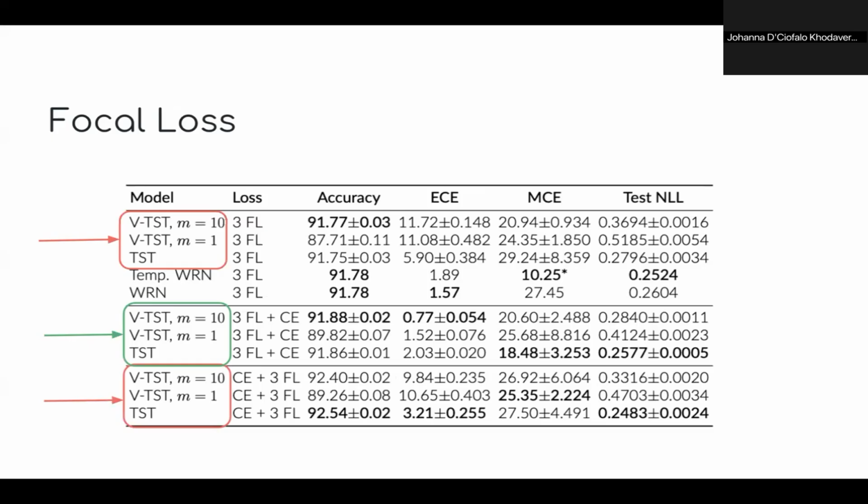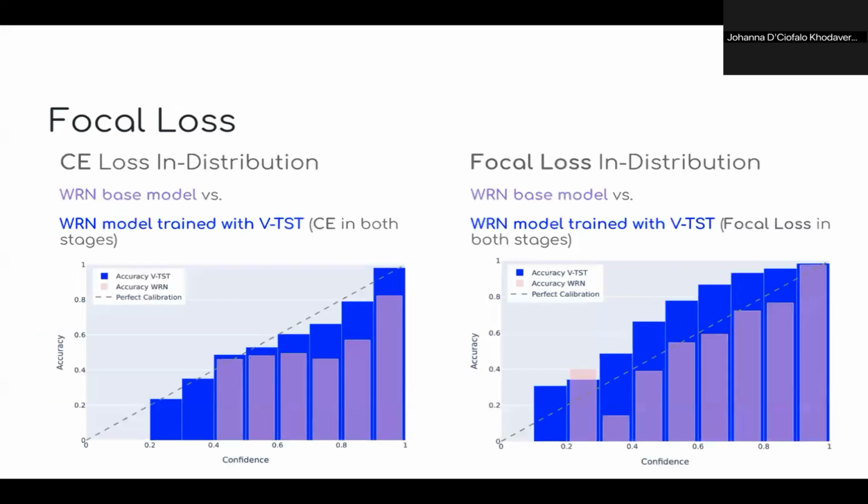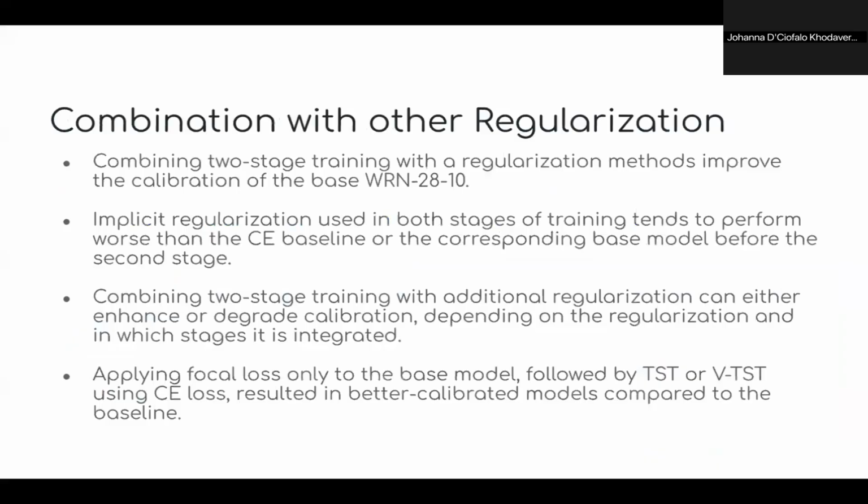This can also be seen when looking at the reliability diagrams. When comparing the base models trained with focal loss and CE loss with their corresponding VTST extension using the same loss function, we observed a deterioration of calibration for the focal loss VTST model, whereas the VTST with CE loss in both stages improved calibration compared to the base WRN. We also investigated other regularization techniques apart from focal loss, such as L2 and label smoothing.